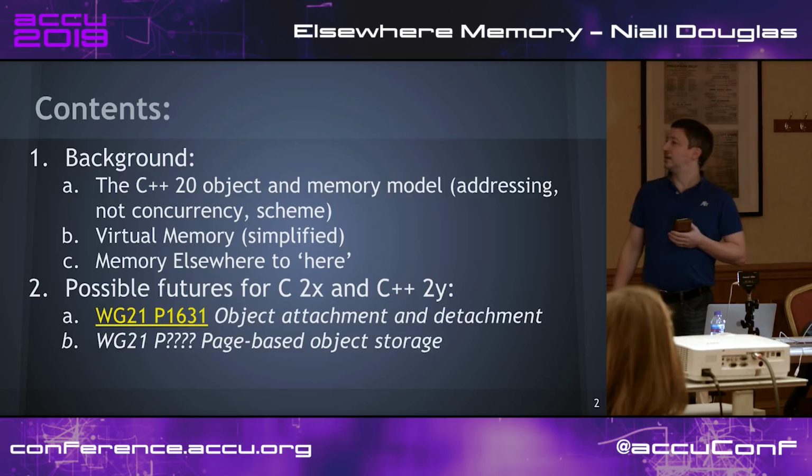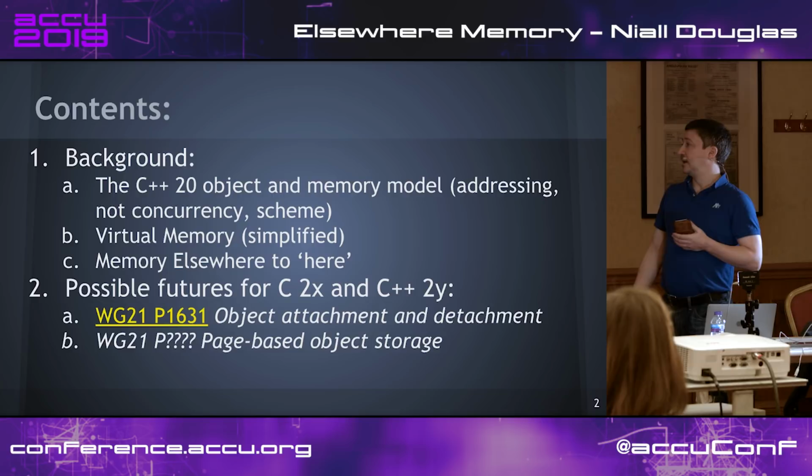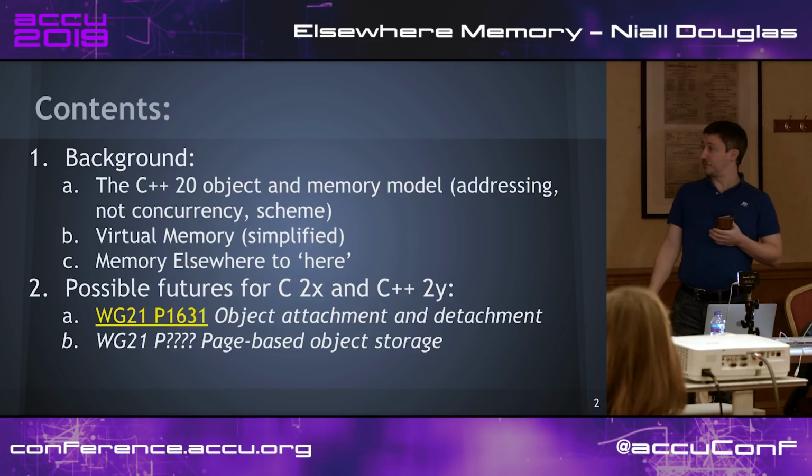So I've got a very early draft, that's why I needed a paper number. As part of the current draft, I actually have these two papers combined together, the page-based object storage. It's going to get split out into a separate paper, and it doesn't have a number yet, but it will have by July. And that's hopefully to segment things out.